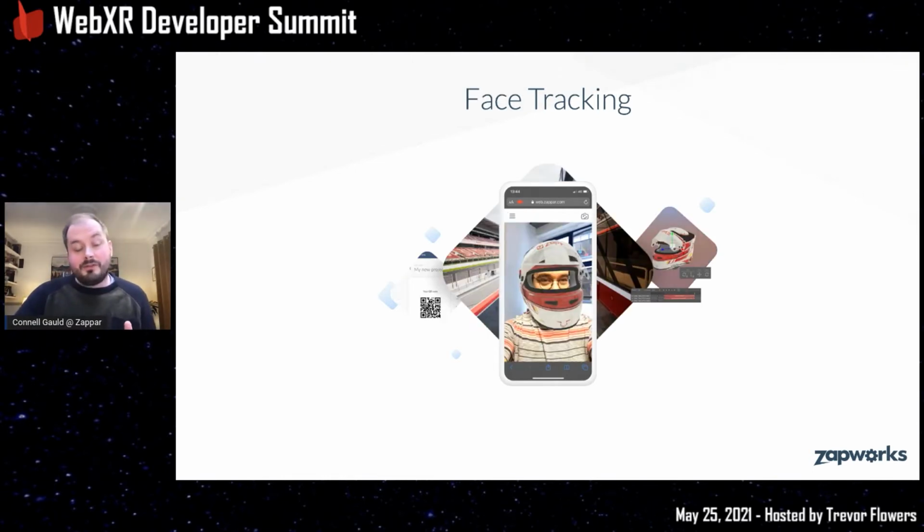And we have face tracking, so a bit like face filters, where you can attach content to the user's head. We have landmarks, so you can attach things, for example, to an ear if you were doing an earring or a mustache.